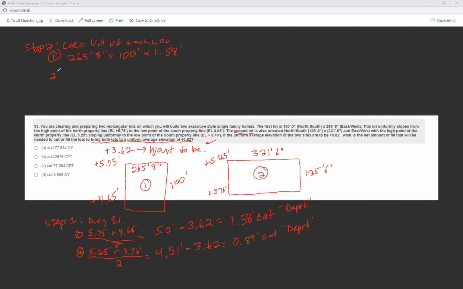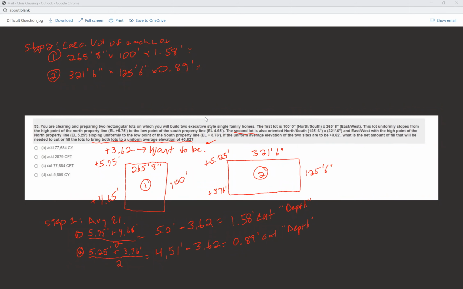Now for lot 2, we know we're going to be at 321 feet 6 inches times 125 feet 6 inches. And then we know our depth is going to be 0.89 feet. So now we can actually calculate the volume for each lot. So let's do it on the calculator.